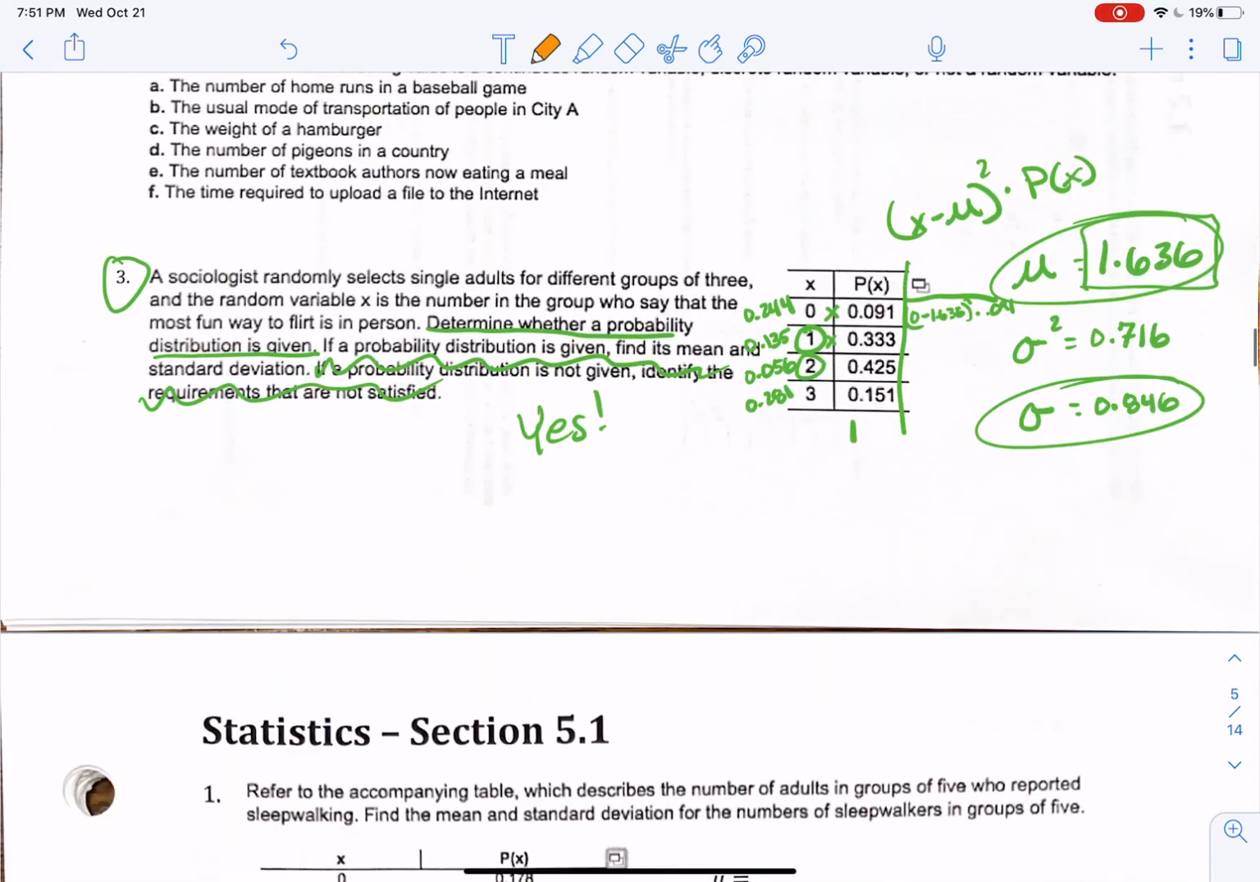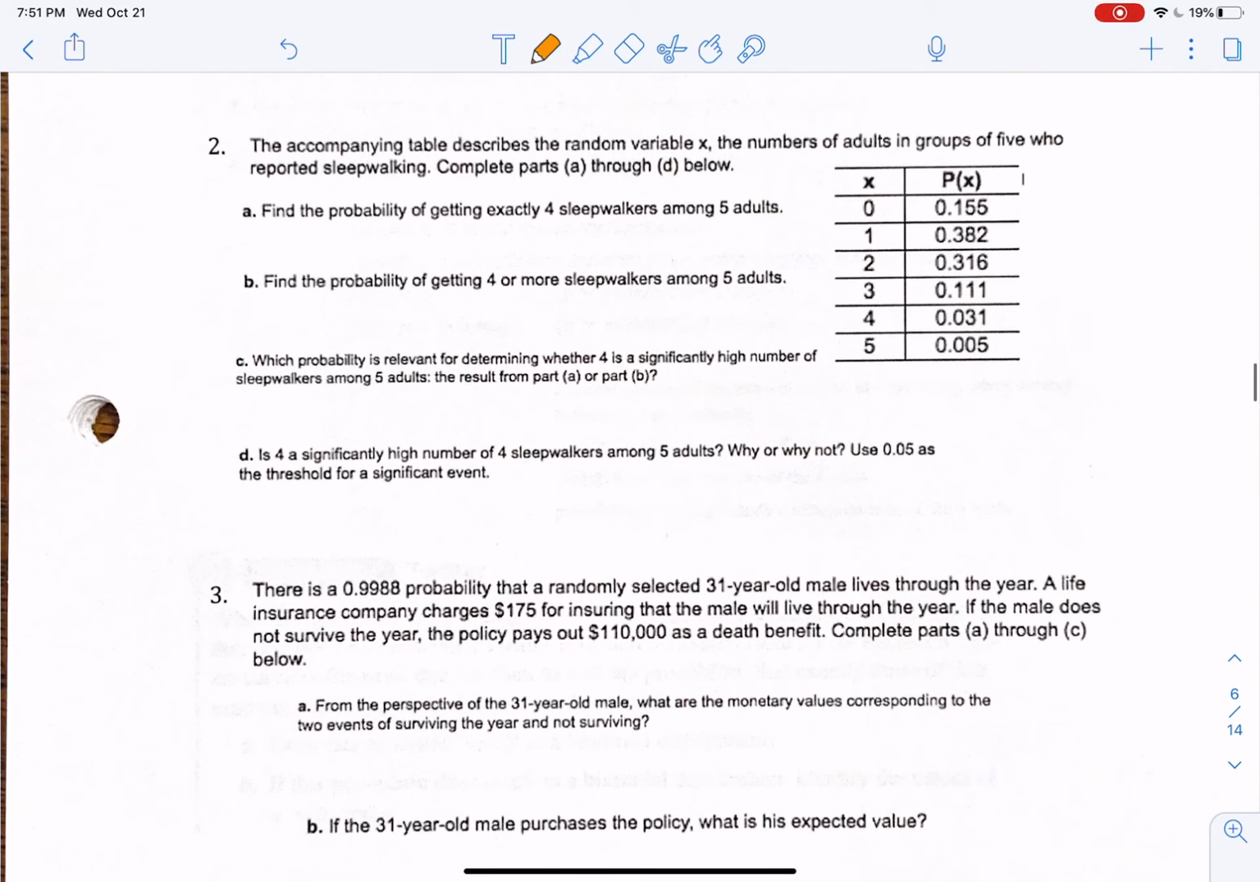Okay, let's go down here, and there's one more thing that I want to talk about. This is number 2 on this page here. The accompanying table describes the random variable x, the number of adults in groups of 5 who reported sleepwalking. So if I take a group of 5 people, 15% of the time, or almost 16% of the time, I had no sleepwalkers, okay? 32% of the time, I had 2 sleepwalkers and 3 non-sleepwalkers, okay?